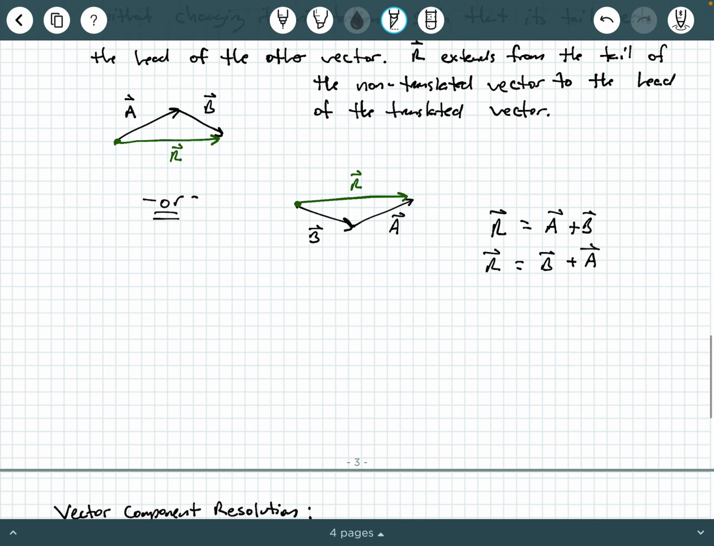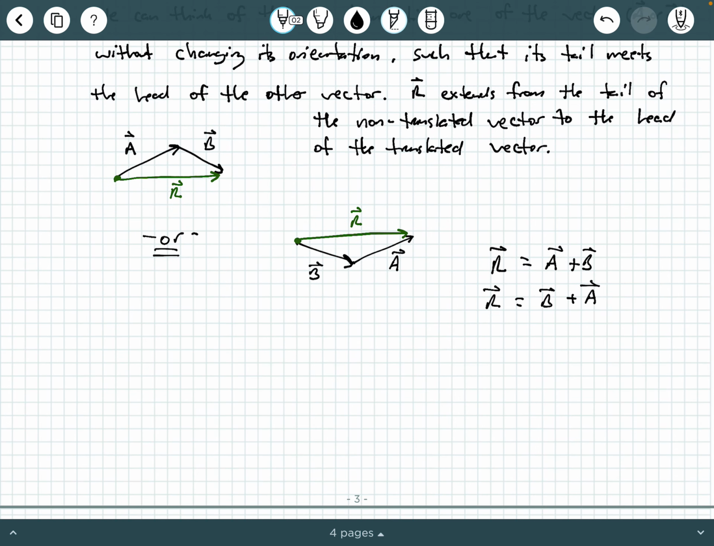So let's get to our next little part of this. Vector subtraction, okay? Vector subtraction. How does that work? Well, guess what subtraction is? Subtraction is just adding a negative quantity, okay?